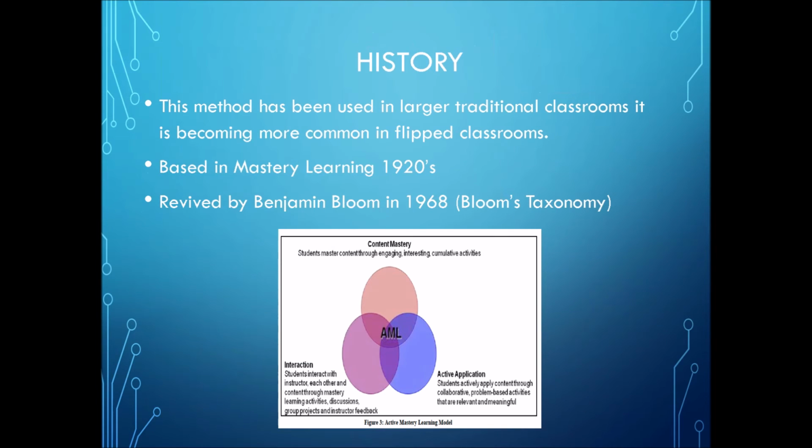Although team-based learning has been utilized in classrooms for a long time, it is becoming more common in online classes. It's based in mastery learning, which was started in the 1920s, which allowed students to interact with each other more in order to gain mastery in whatever they were studying. It was revived by Benjamin Bloom in 1968 when he developed Bloom's taxonomy and his hierarchy of learning.